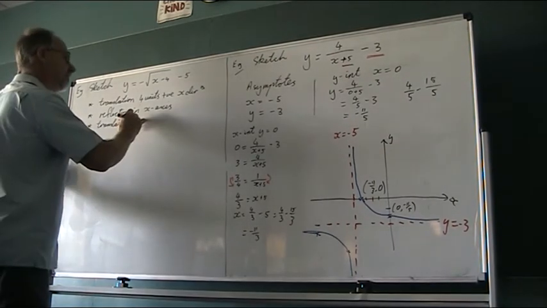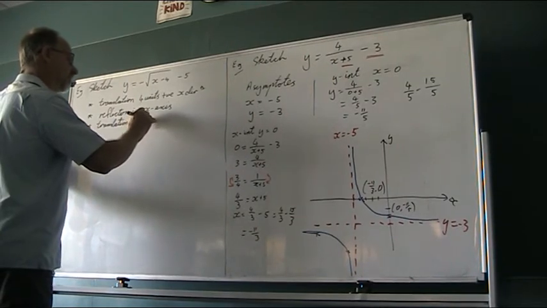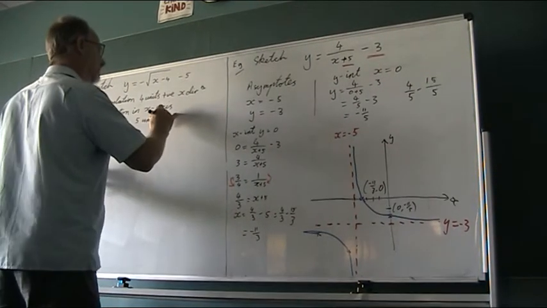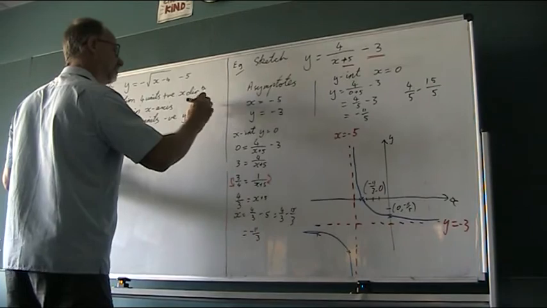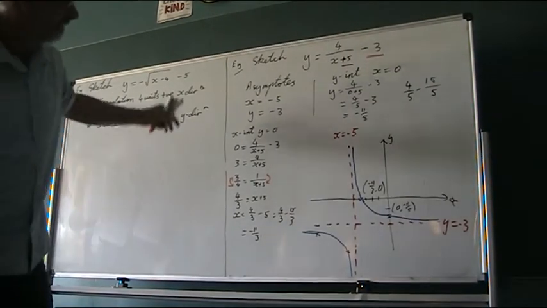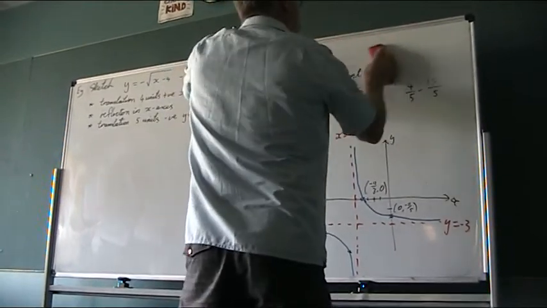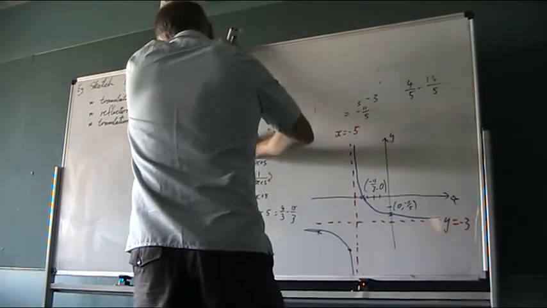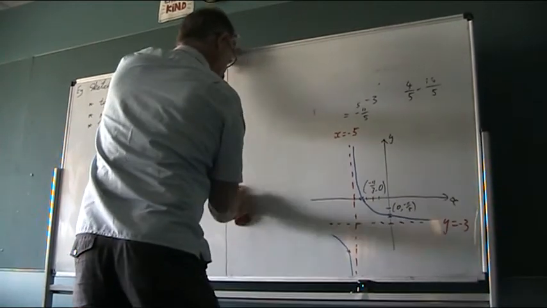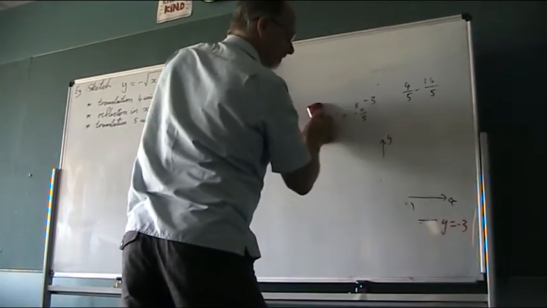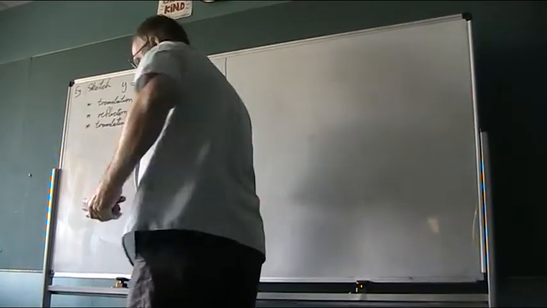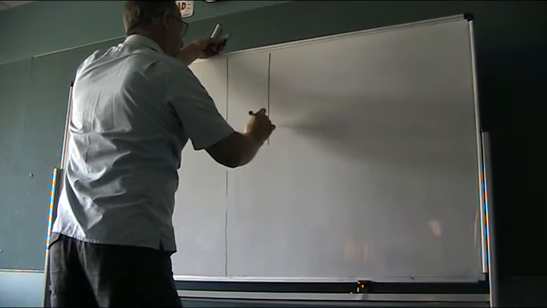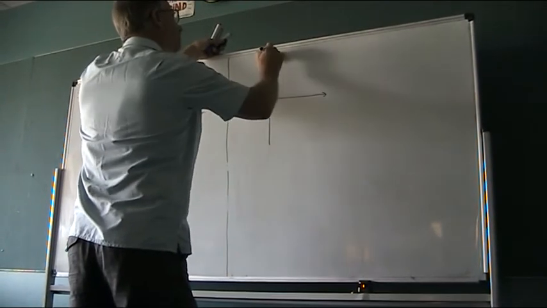So it's translation, 5 units in the negative y direction. Alright, so over here I'll do this. To go through all this, I'll go through each of those over here.